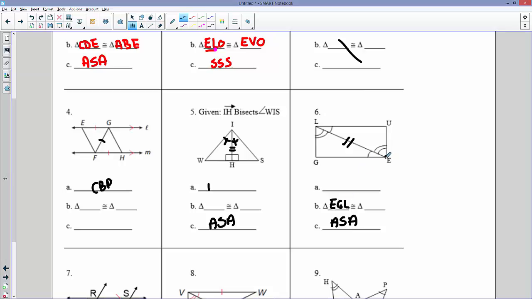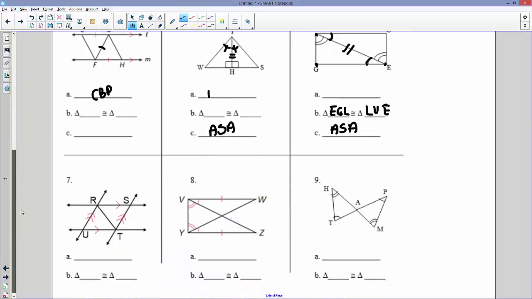Okay, now E to G, E to G to L. Well, this angle matches this angle, you see? So you have to rotate these triangles to get them to line up. So if we start with E, we actually start with L for the other one, and then we go to U, and then we go to E. So that's a tough problem. That's tough to see. Okay, but they're rotated around. You can't fold it over to make it match. That's why these letters are in a strange position, or at least they seem to be.